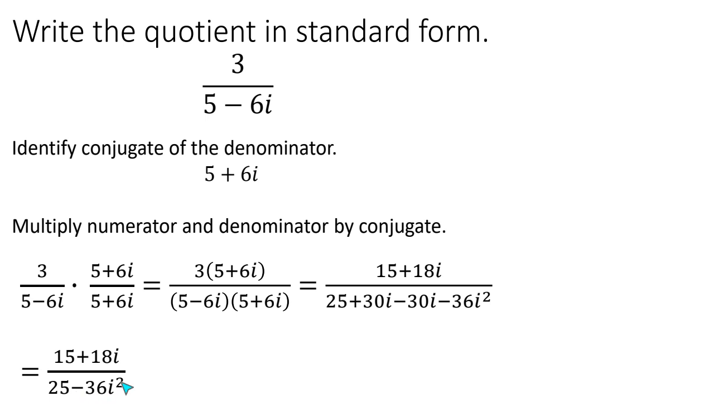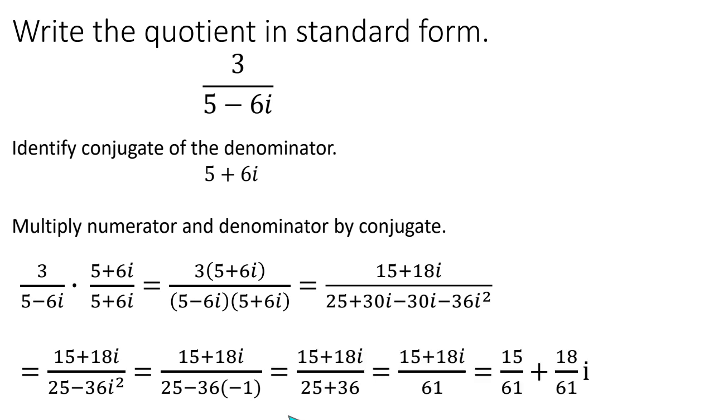We know that i squared is negative 1, so we plug in negative 1 and keep simplifying. So now we have 25 plus 36, which is 61. This still doesn't look like standard form, so I can divide both terms by 61. So 15 divided by 61 plus 18 divided by 61, and we get 18 divided by 61 i. And so that would be our answer.